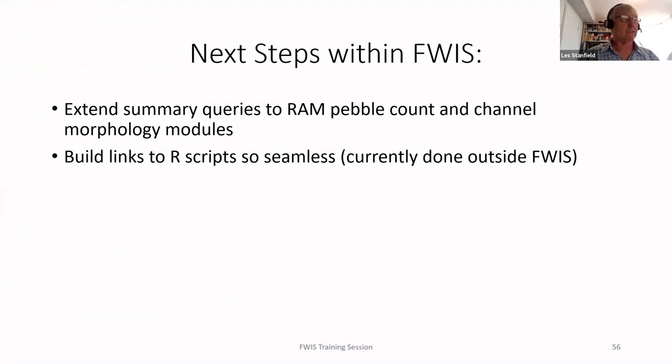We want to extend our summary queries to the RAM pebble counts and the RAM channel morphology data. We haven't done that yet. It shouldn't be too hard. We want to build more R scripts. We have some now, but they are not automated. So if you want to download and link the data, you have to download it now and link it to the R scripts manually. We're hoping to be able to take particularly Patrick's R scripts and have a seamless entry, but that may be more tricky than we have right now.